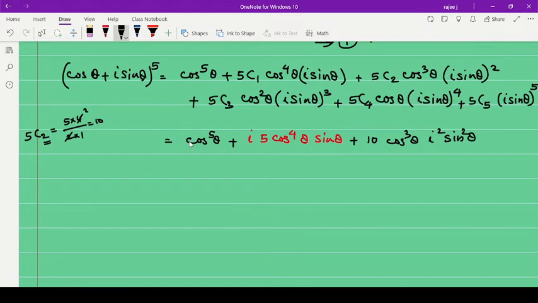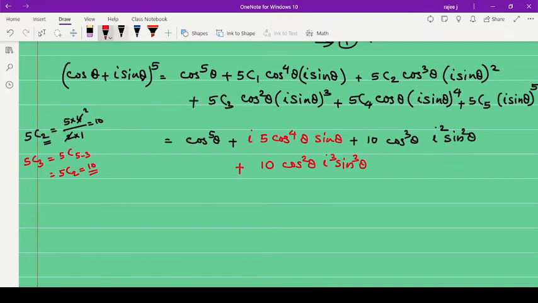Okay, now i squared is what? i squared is minus 1. Okay, so I'll write it here, i squared sin squared theta. Now plus 5c3, like nCr is nC(n minus r). So 5c3 is equal to 5c2 because 5 minus 3, so that is equal to 5c2. 5c2 is 10, same thing you will get. So here 10 cos square theta, and this is i cube sin cube theta.